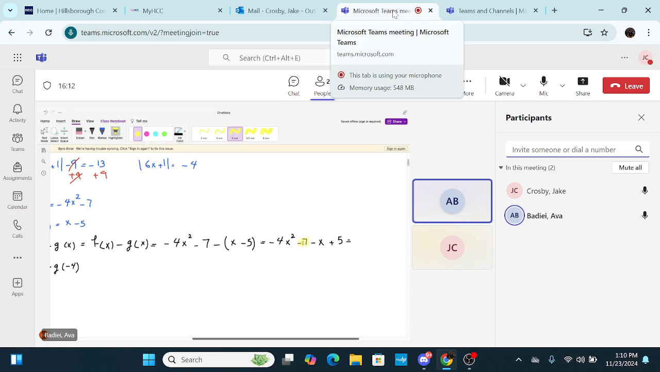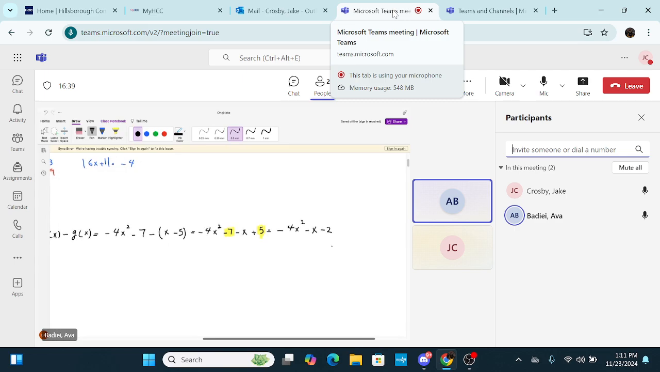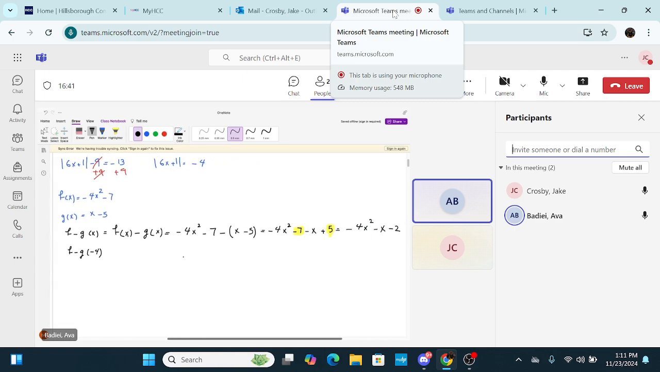So you're going to add them. The thing is, be careful with the sign of the negative 7. So you're going to get negative 4x squared minus x. Negative 7 plus 5, what is that? Negative 2. That's it. So we did f of x minus g of x. This is what we got. I'm going to put it back here.